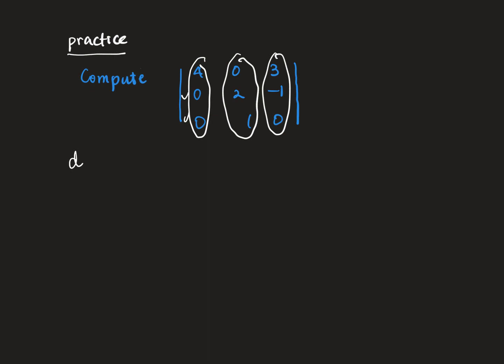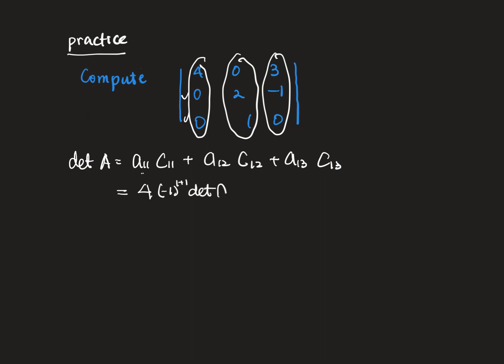So determinant A is gonna be, guys, look at this one. A11 C11, A12 C12, A13 C13. That's how you're gonna expand it, right? But good news is A11 is a 4. Then minus 1 to the 1 plus 1, determinant A11. But good news is here, guys, this one is 0. This is 0, right? So I don't have to calculate anything.